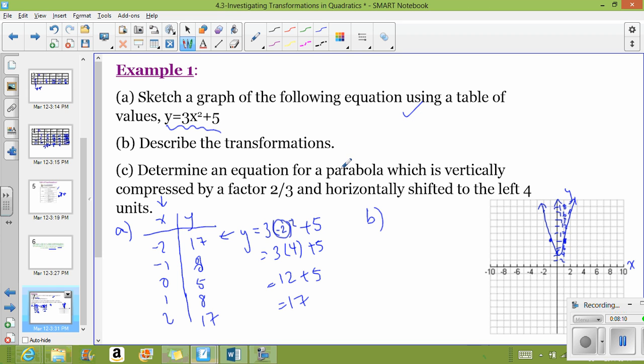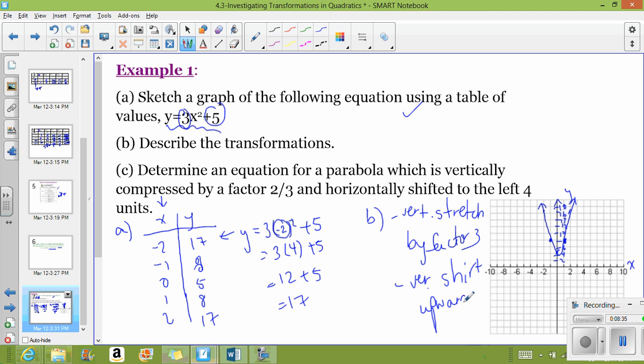Then you have to describe the transformations. Transformations applied for this one are 3 and plus 5. So what does that 3 mean? The 3 means a vertical stretch by a factor of 3. And the plus 5 is a vertical shift, or a vertical translation, upwards of 5. And so you just have to state each transformation depending on what the equation was that's given.